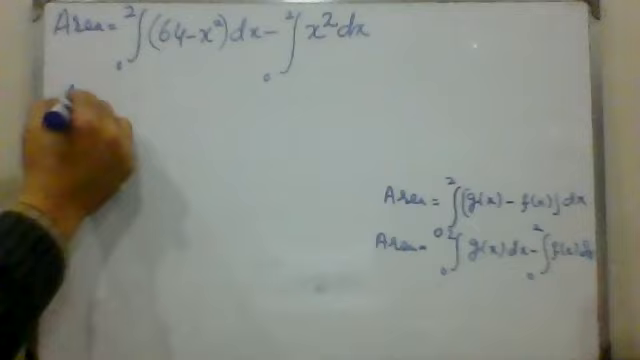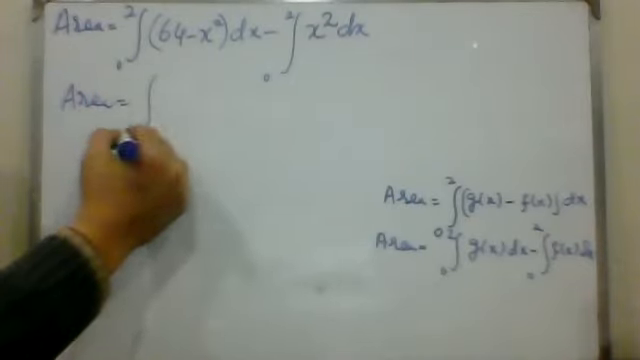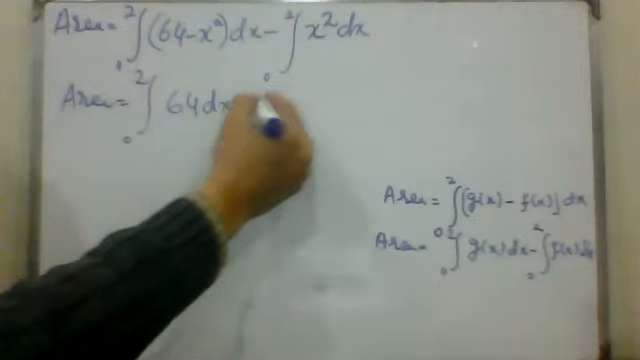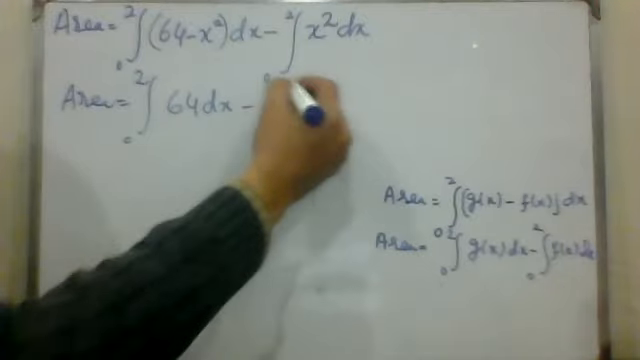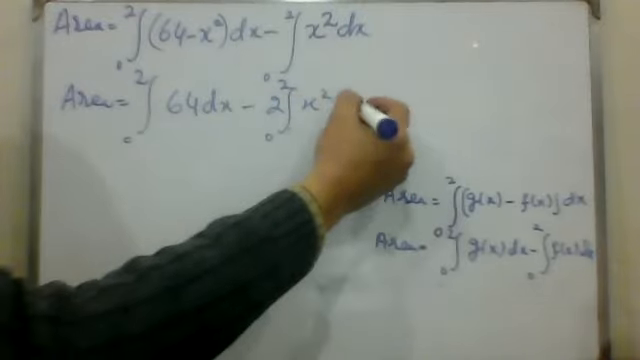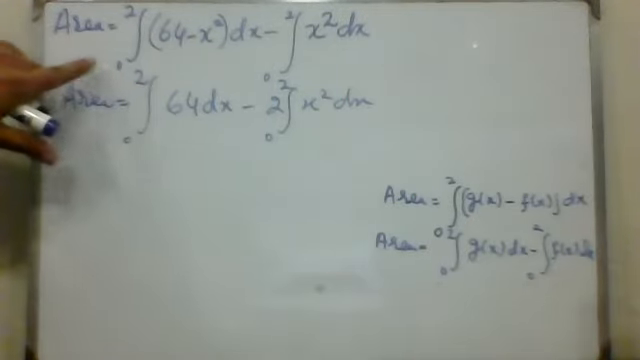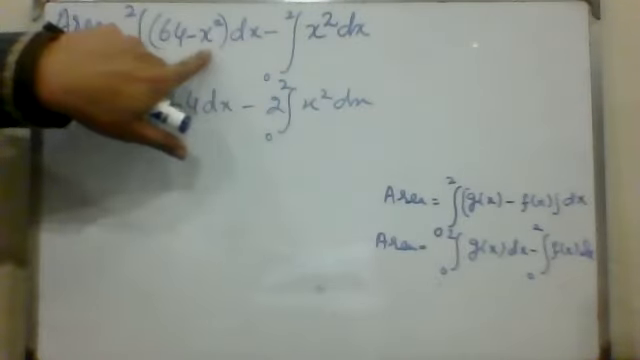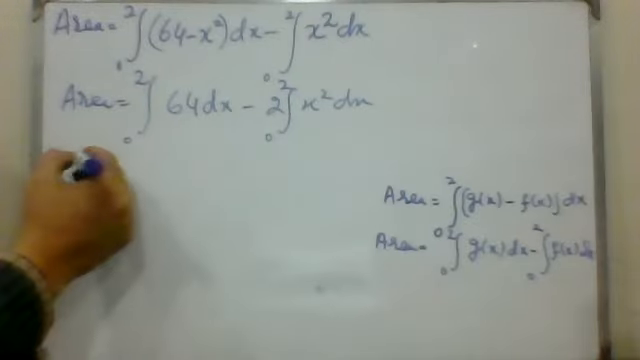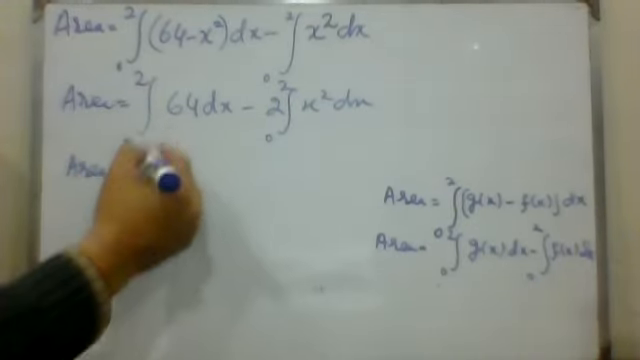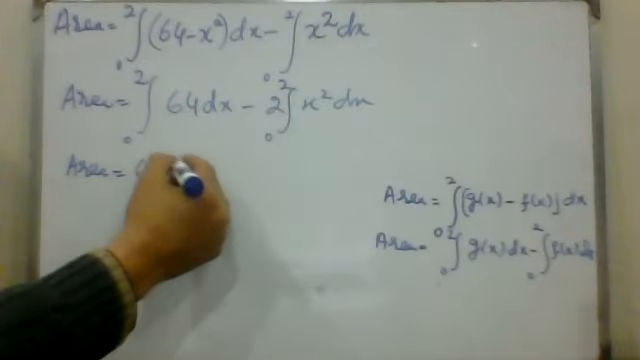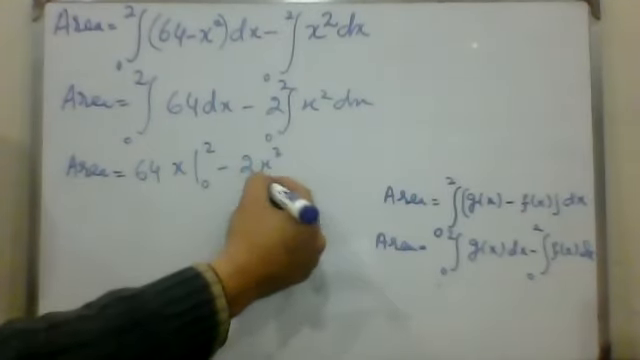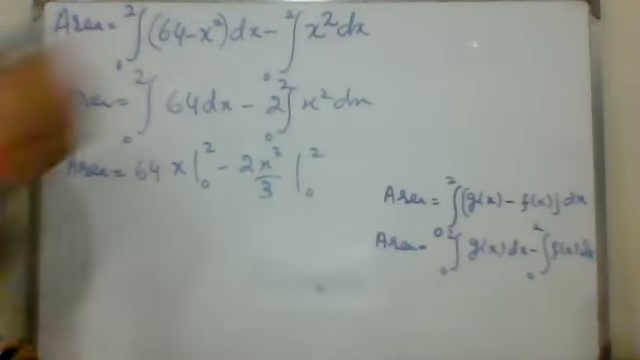First you have to write that area is equal to integral 0 to 2 of 64 dx minus integral 0 to 2 of 2 times x square dx, because the limit from 0 to 2 is common, so we combine that and get minus 2 times x square. Area is equal to 64, integral of 1 is x, limit 0 to 2, minus 2x power 3 divided by 3, integral 0 to 2.